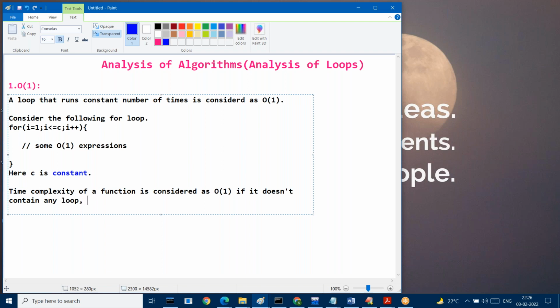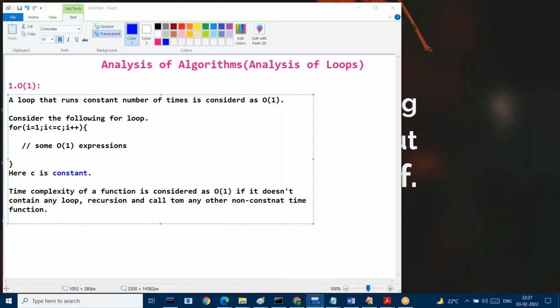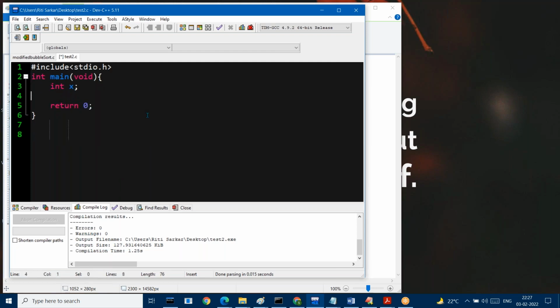So if it doesn't contain any loop, recursion, and call to any other non-constant time function, means what? Suppose you have a function. Suppose you are having a function. This is my main. From here, suppose you are calling a function f1.